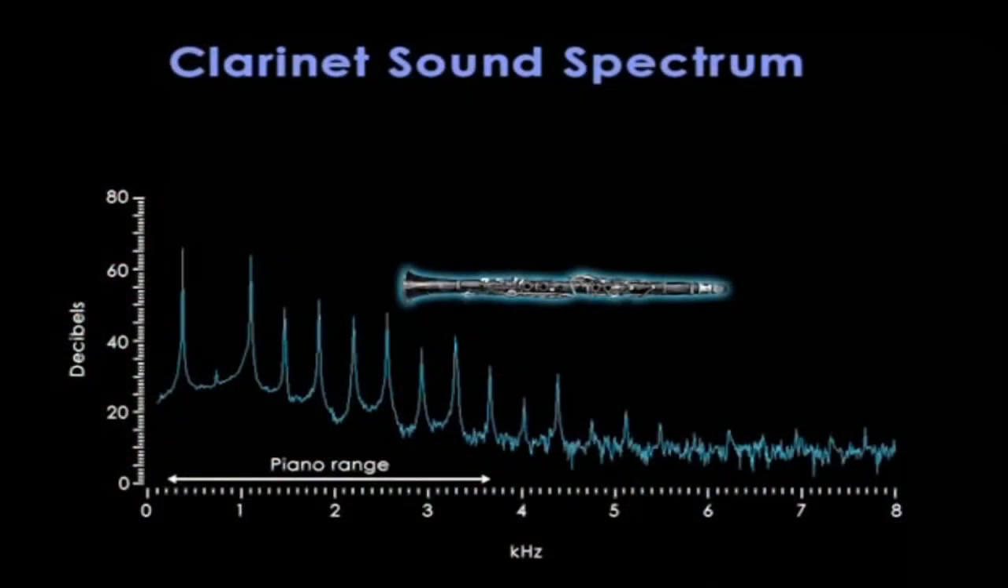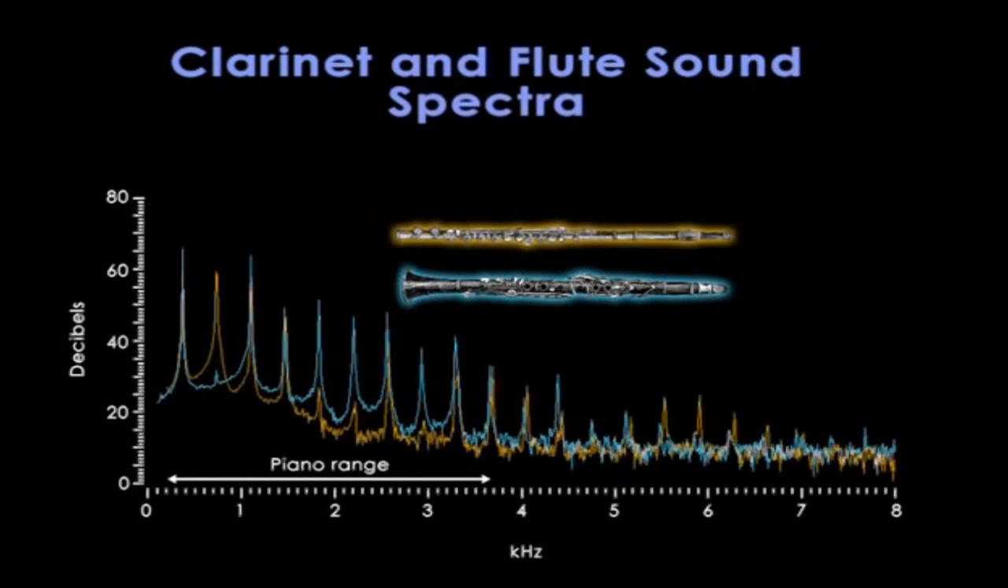Let's now play the same note, but on a clarinet. The subtle difference in sound is because the relative strengths of these harmonics are different. The difference, in turn, depends on the different structure of the flute and clarinet, and would be different again for a bassoon or a piano.